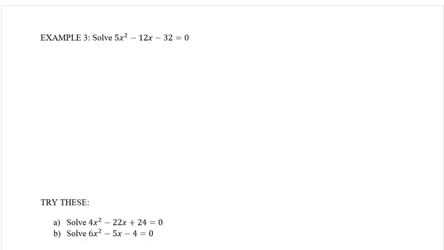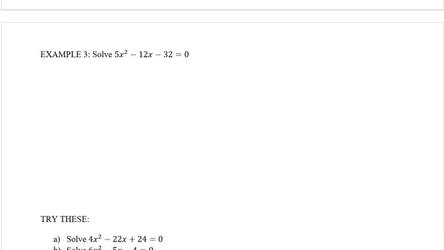First of all, we should recognize when this number is not 1. When it's not 1, that's when we're going to solve with factoring by grouping. Okay? So same thing, we take 5 times negative 32. 5 times negative 32 is negative 160. So I need two numbers that add to negative 12. Well, 5 and negative 32 is not going to add to negative 12. That'd be negative 27. That's too big, so we need to make our numbers closer together.